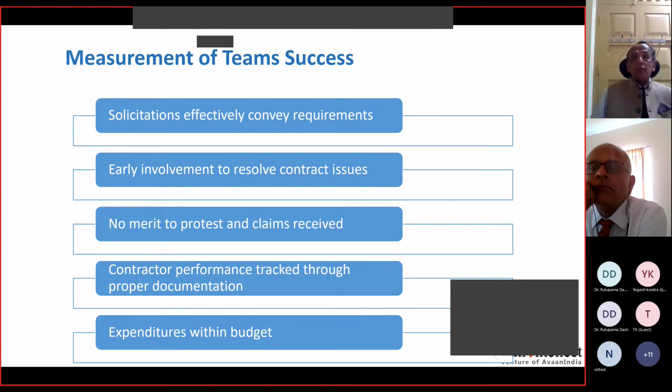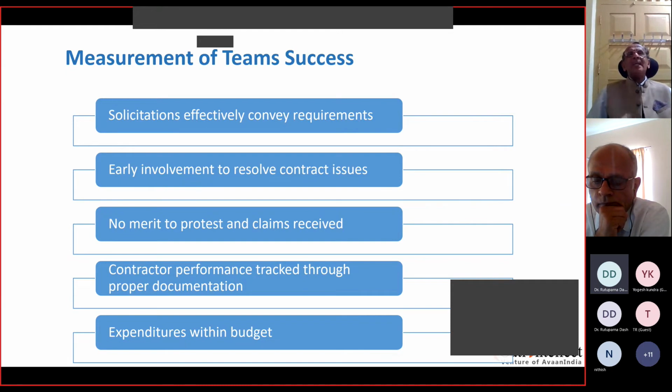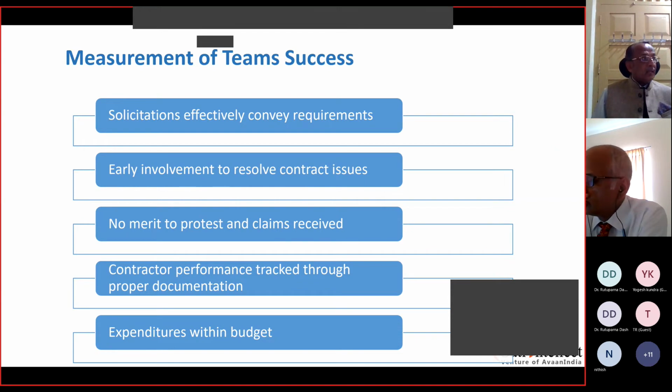Okay, contractor performance tracked through proper documentation. Like what I was just talking about, documentation is the most important part in a team. When you work in a team, for the success of the team, everything has to be documented. Now, expenditure within the budget. This is a vital aspect wherein the expenses have to be monitored thoroughly.